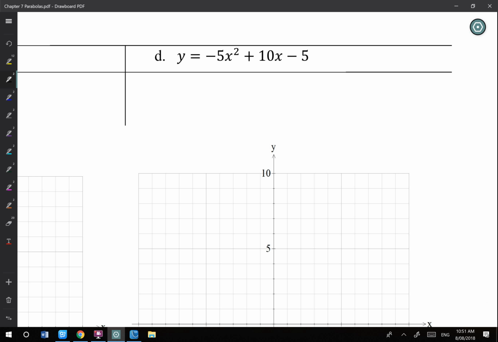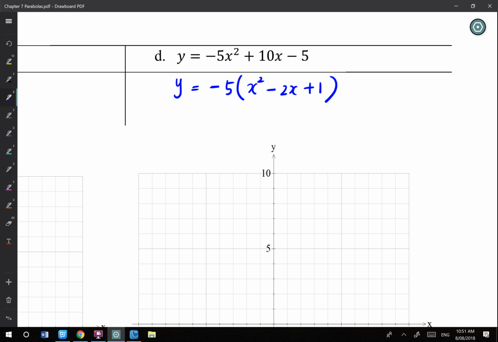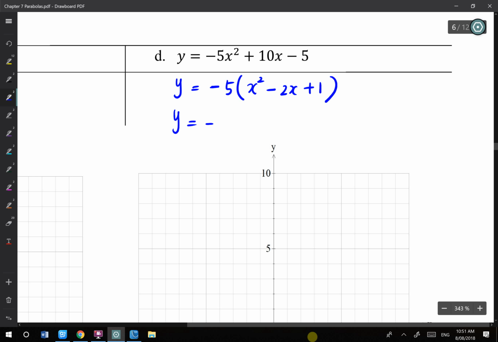So first of all, we think about factorize. I see we have 5 everywhere. So I can take a negative 5 as the common factor. X squared minus 2x plus 1. What's the factorized form for this? Minus 1 squared. So that's minus 5, x minus 1 squared.